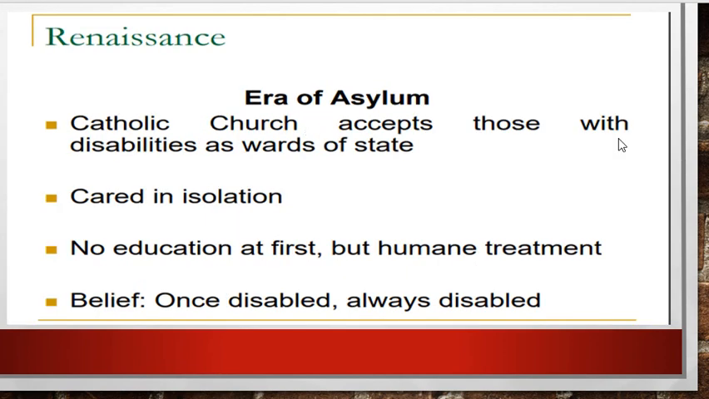So let's talk about the Renaissance. So this is the Renaissance. This is the time of enlightenment, because this is the era of asylum. The Catholic Church accepted those with disabilities as wards of state. They were cared for in isolation. Some of those people with deformities were not just in the lower class, but also in the royal family. So that's why they know what to do with this and they know how to deal with it.